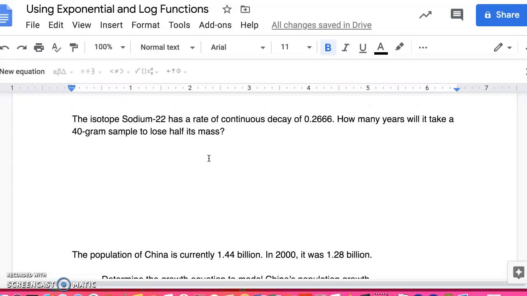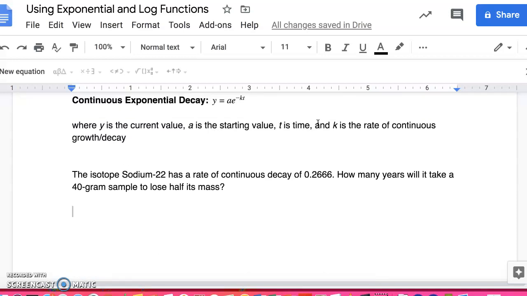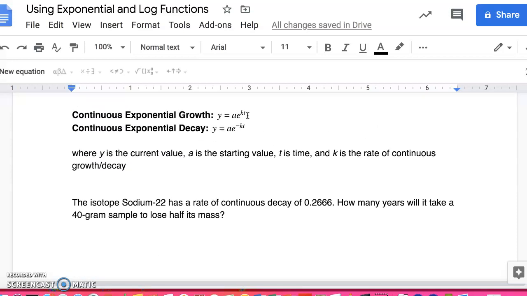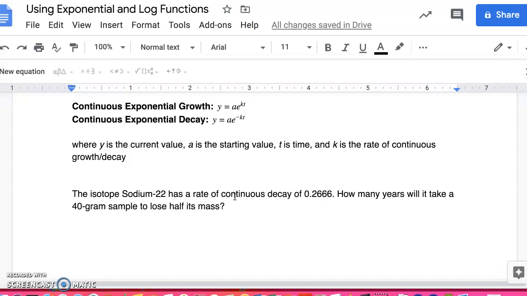So a common place that you'll see continuous decay is in radioactive isotopes, radioactive decay. So, with certain unstable elements, it loses its mass to subatomic particles over time. And so sodium-22 has a rate of continuous decay of 0.2666. Okay, and so this is our k value that's going to go in the exponent up here. And then it asks how many years will it take a 40-gram sample to lose half its mass. So we're kind of talking about half-life.